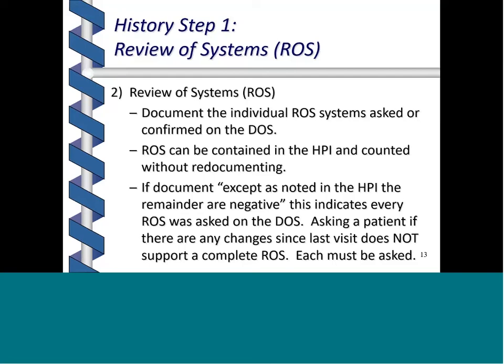So that complete review of systems can be done by individually going over 10 or more of those. It can also be done by having a really good HPI and then noting except as noted, the remainder are negative, and that means all 14 review of systems were done. If you're not seeing a new patient, you can utilize the HPI, which probably has 2 or more review of systems in it.